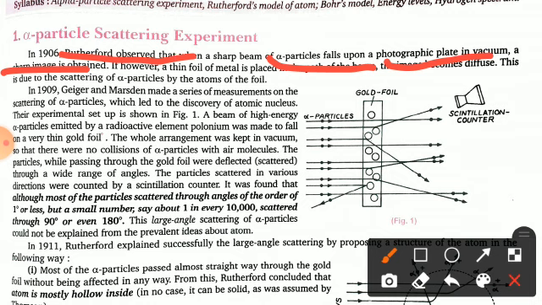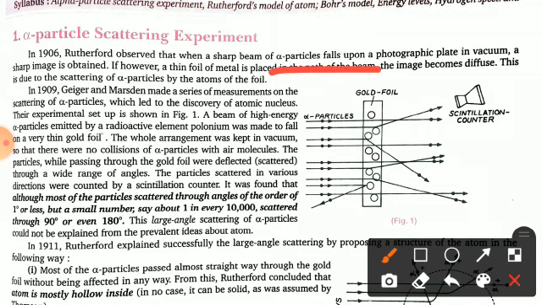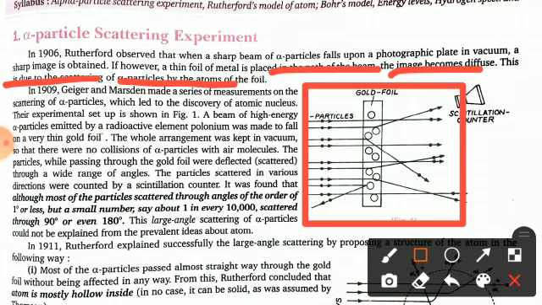However, if a thin foil of metal is placed in the path of the beam, the image becomes diffuse. This is due to the scattering of alpha particles by the atoms of the foil. You can see from this figure, this is the alpha scattering experiment given by Rutherford.